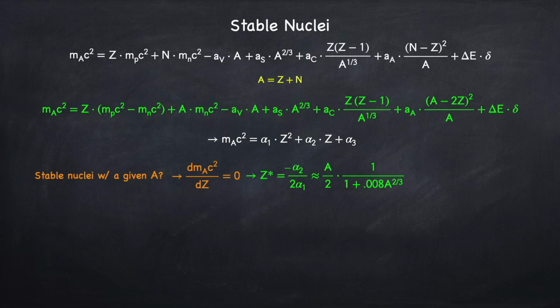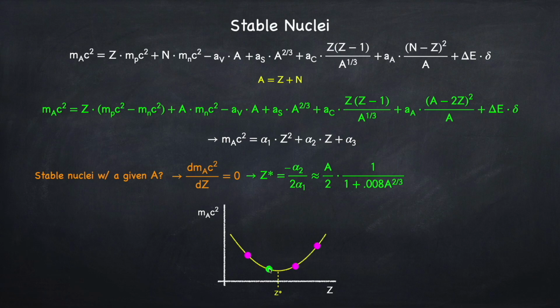Okay, so I mentioned that this is a parabola. So if we graph this equation, the mass of the nucleus versus Z, the number of protons, we're going to have a parabola that looks like this, and Z star will be at the bottom of this parabola. Then, along this parabola, you will have various nuclei with different values of Z. They all have the same value of A in this case.